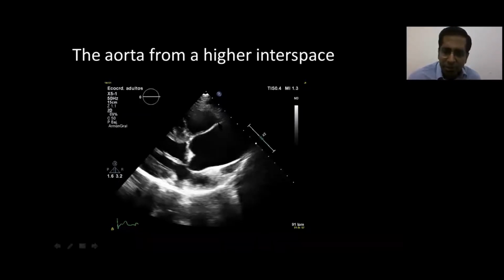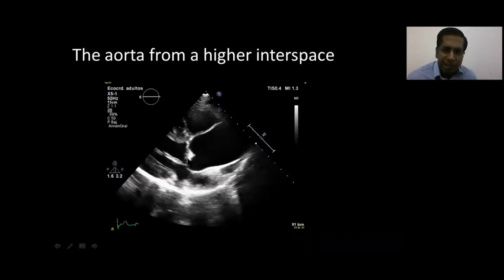One way to do it is to identify the ascending aorta from a higher intercostal space and try to visualize the maximum that you can see. So you know that you have tried to see the maximum possible ascending aorta, and then see where the maximum diameter is. And then see how far that is from the aortic annulus. So you can measure it that way. Say we are measuring it here, and say that is about 4 centimeters from the aortic annulus.